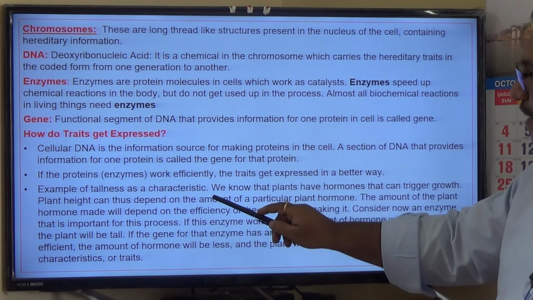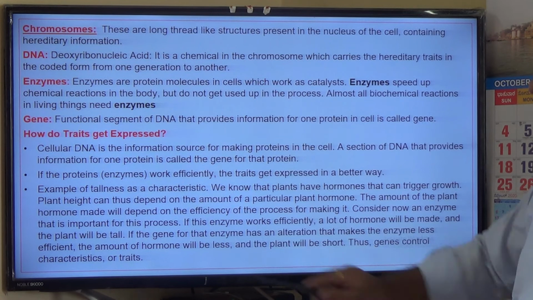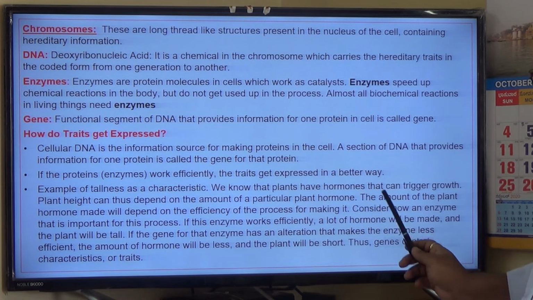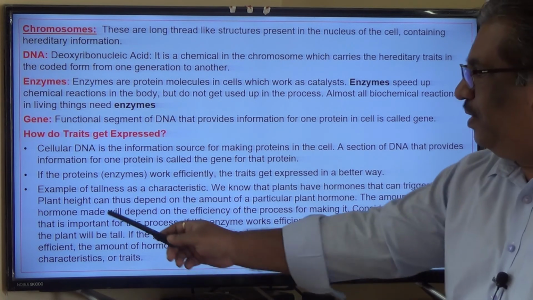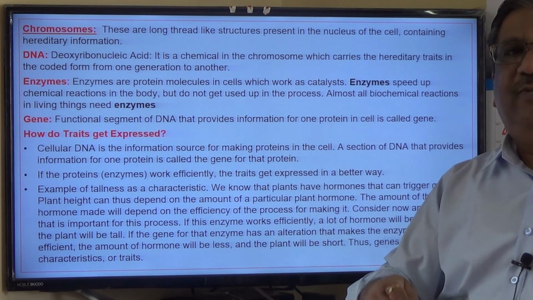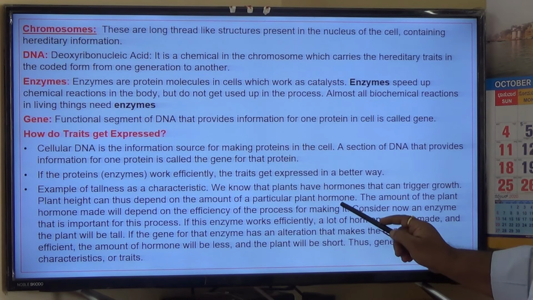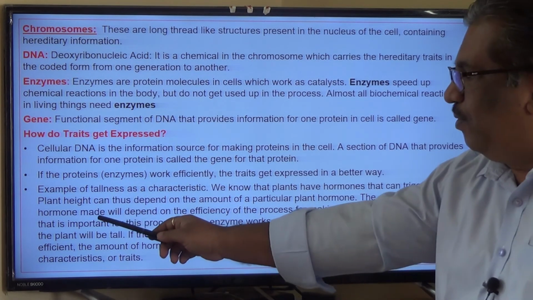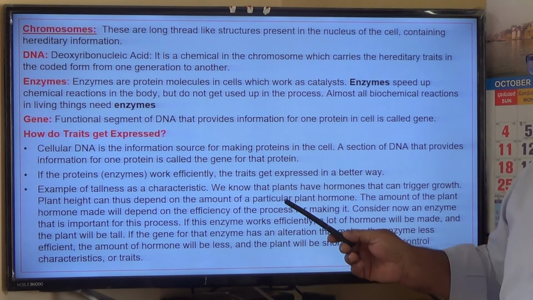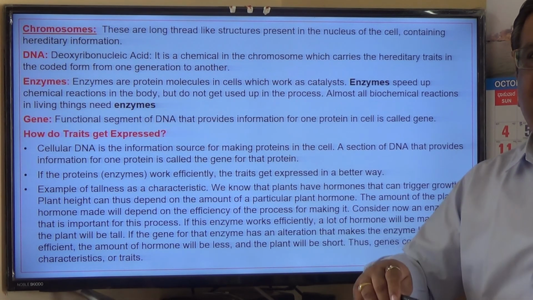Example of tallness as a characteristic. Okay, let us take the example of tallness as a characteristic. We know that plants have hormones that can trigger the growth of the plants. If more hormone is secreted, the plant will be taller. If less hormone is secreted, the plant will be dwarf. So plant height can depend on the amount of a particular plant hormone, and the amount of plant hormone made will depend on the efficiency of the process for making it. You got it? If the process is efficient, more hormone. Less efficient, less hormone.